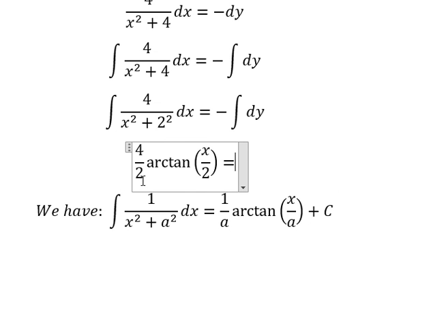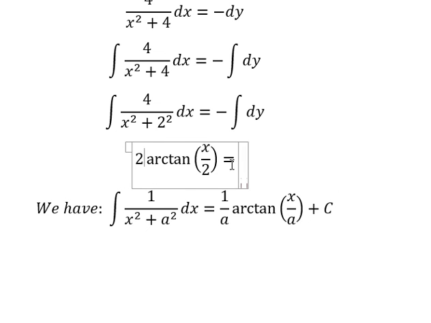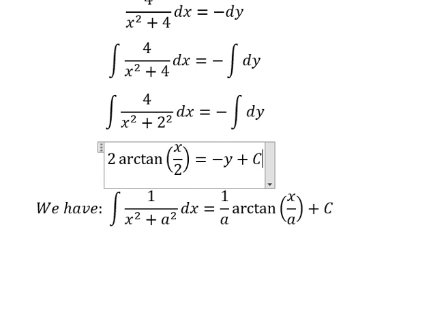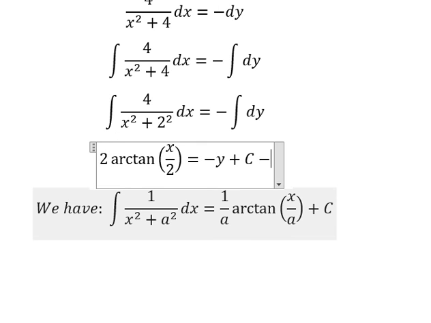So number 4 divided by number 2, we have number 2. The integration of dy, we have y with the negative, and I will put c. Or we can put this one go to the left, this one go to the right. And now we have the final answer.